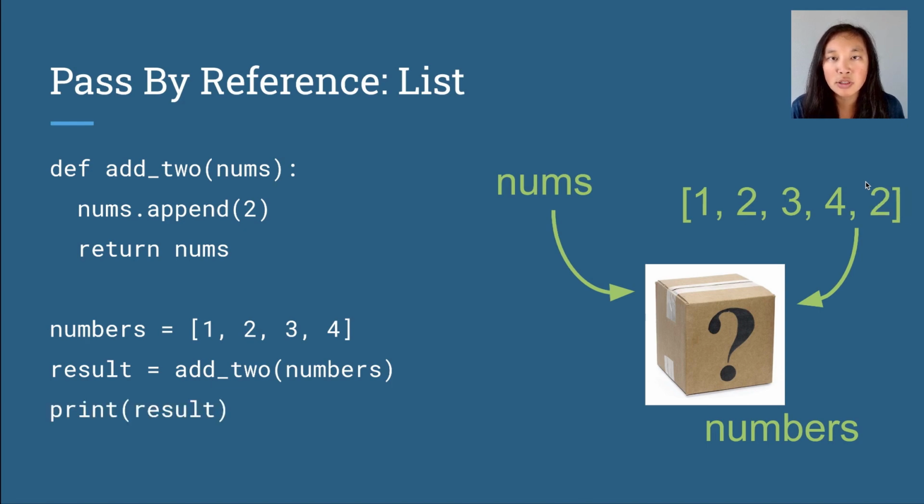When we print result, it's going to print out 1, 2, 3, 4, 2, which is probably what we expect. When we pass the numbers, it's going to append 2 to the end. What happens if we print numbers? The value inside of numbers has also been appended to because lists are passed by reference. So when this gets printed out, it's also going to print 1, 2, 3, 4, 2.